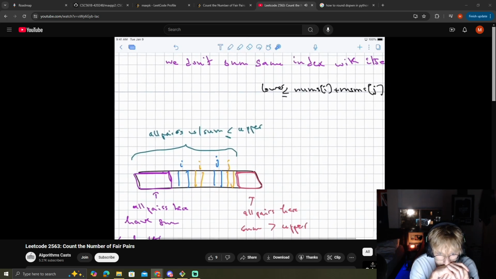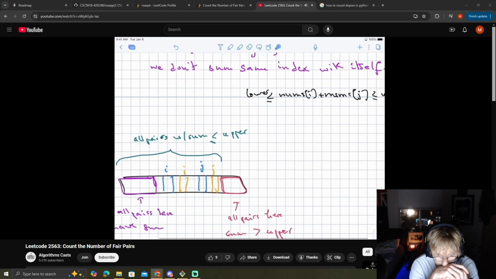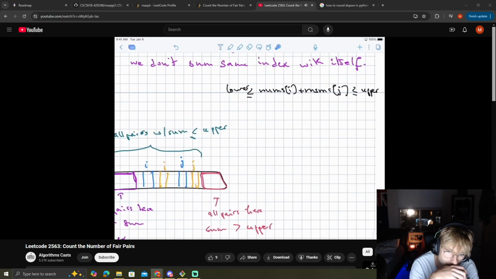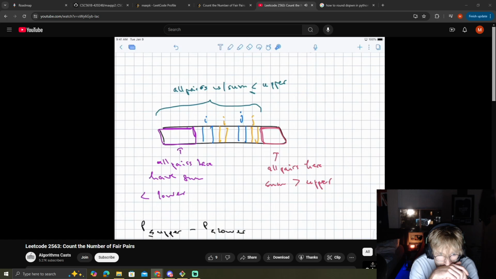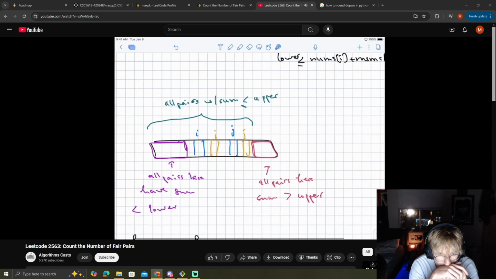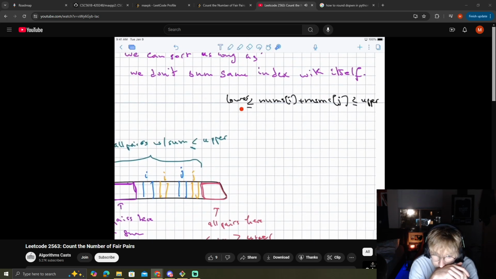Now, how do we approach getting the two numbers, counting the pairs where the sum is between upper and lower? So we need to think about something here. I have an array here, just a drawing of an array, where let's suppose that these elements here are those that have this condition valid: i and j, sum between upper and lower, okay?